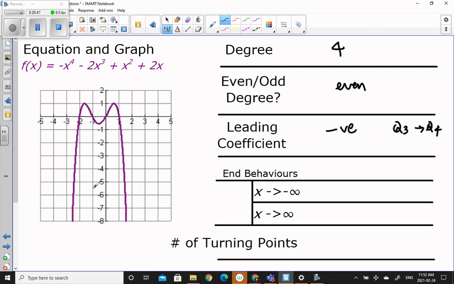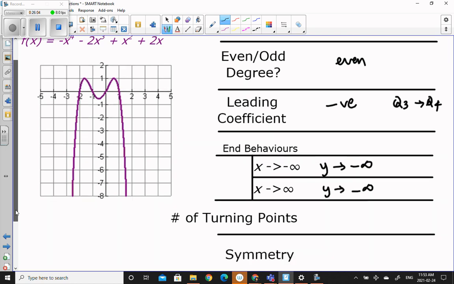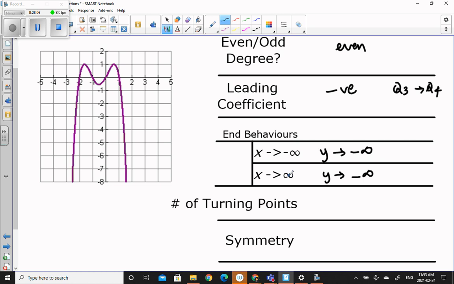And so this is like your y equals negative x squared graph. It opens down, the quadratic opens down, it goes from quadrant 3 to quadrant 4. And behaviors as x becomes more positive, y is becoming more negative. X becomes more negative, also y is becoming more negative. So same end behaviors, turning points 1, 2, 3.